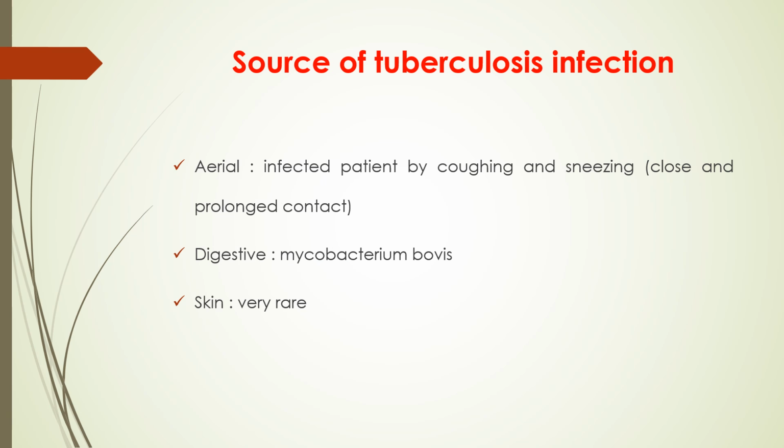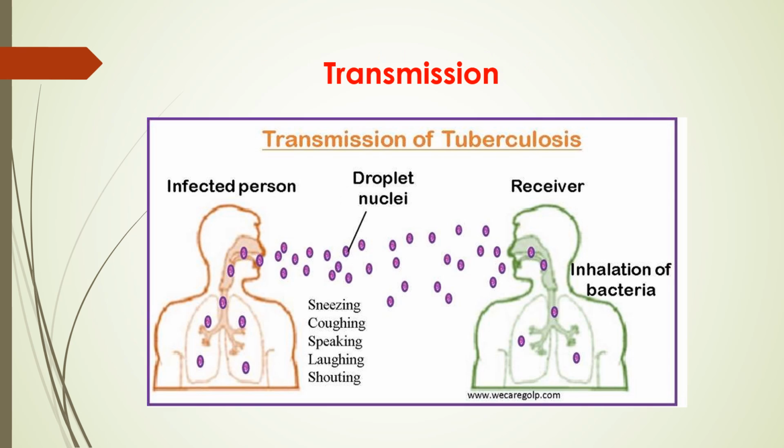What is the source of infection? Mostly it is aerial. The patient is infected by another patient who has pulmonary tuberculosis, by coughing and sneezing, and they have to have a close and prolonged contact. Sometimes it can be digestive, especially for Mycobacterium bovis. It is very prevalent among children, and it is responsible for lymph node tuberculosis and not pulmonary tuberculosis. And very rarely, the skin can be the source of the infection.